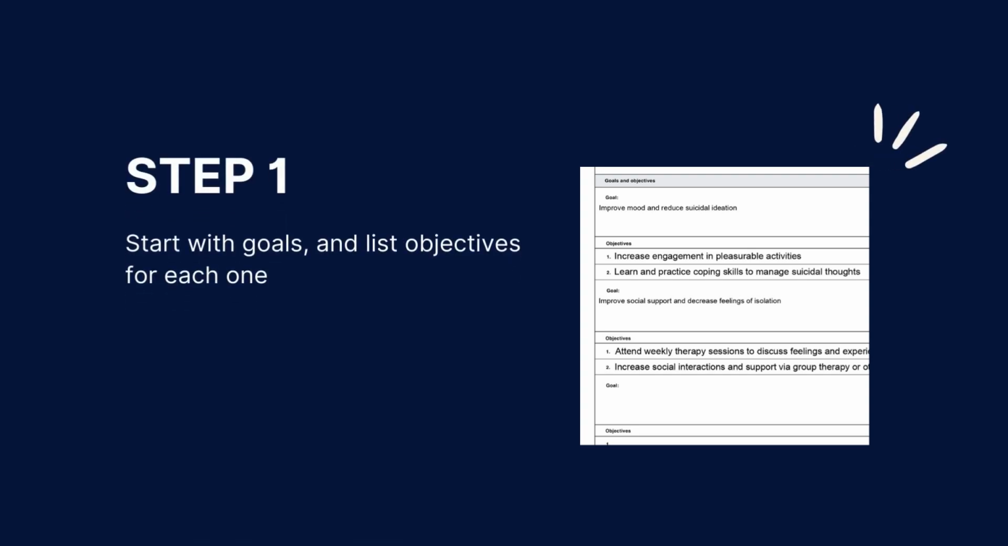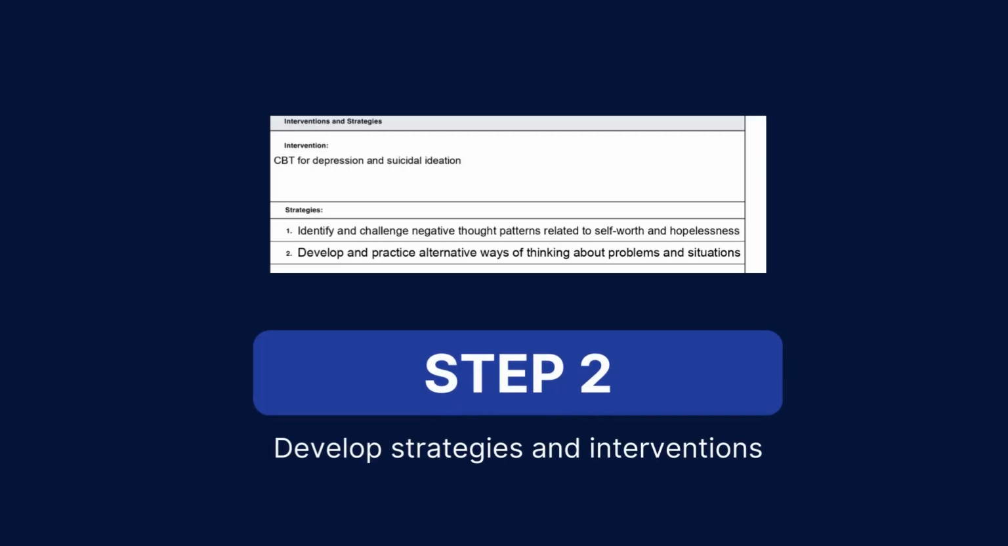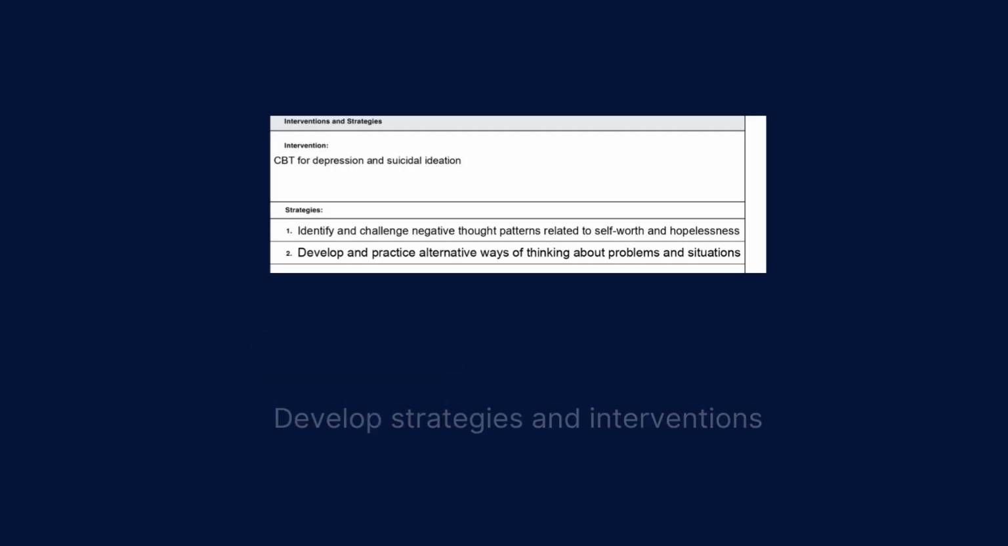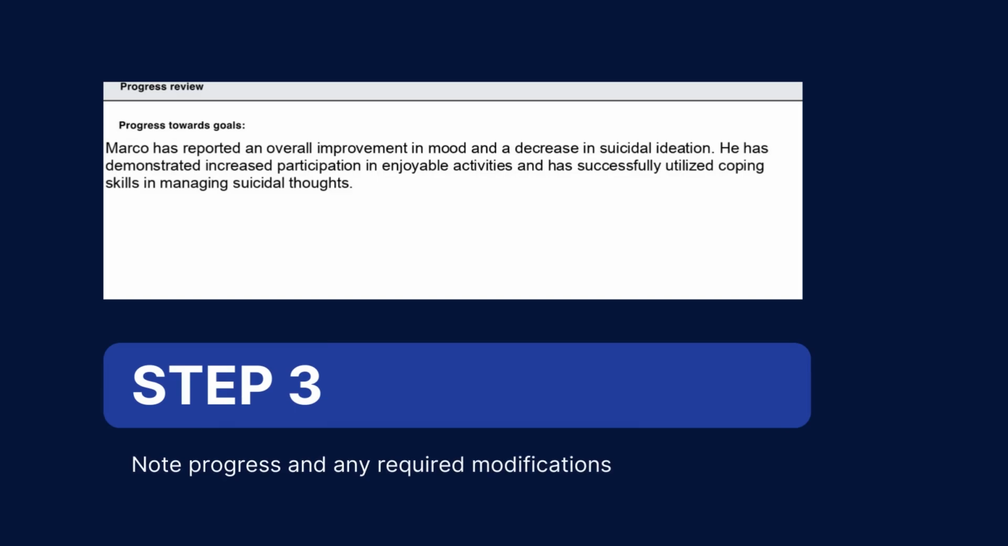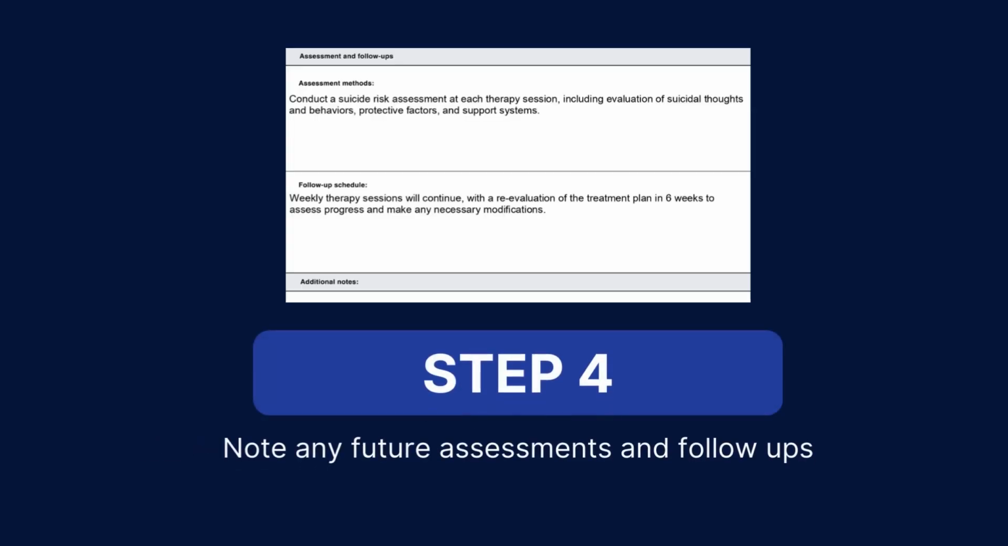Here's how to use a suicidal ideation treatment plan. The first step is to start with broad goals and list specific objectives for each one. You will then need to develop robust strategies and interventions. It's important to also note the progress of the client as well as any required modifications to the plan. Finally, record any future assessments as well as follow-ups.